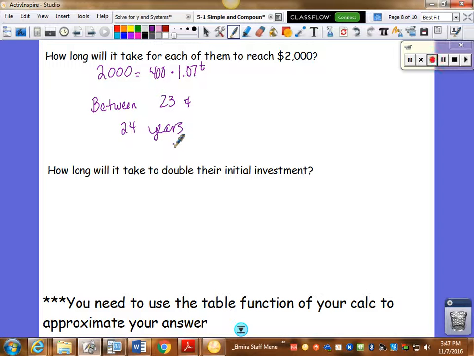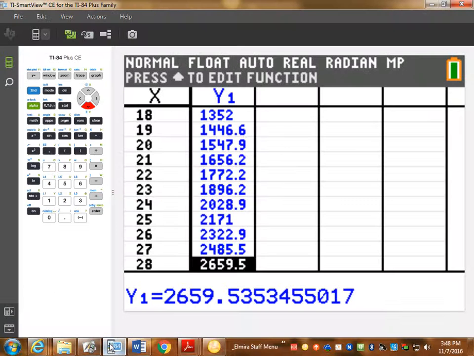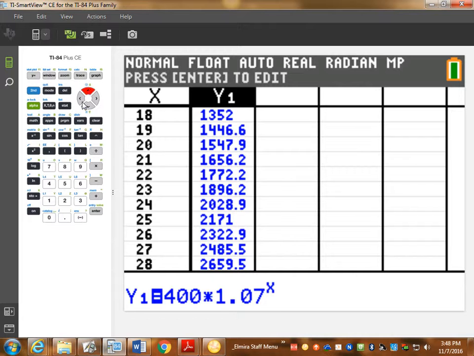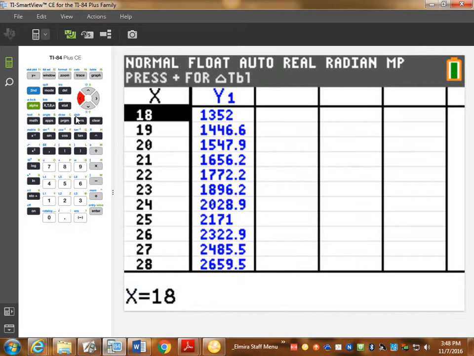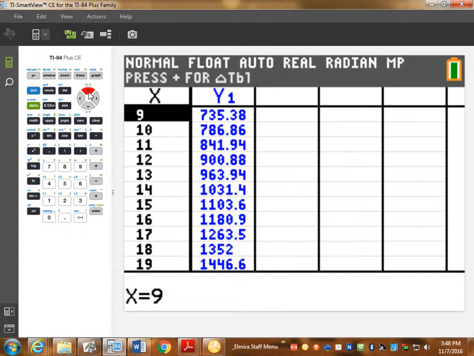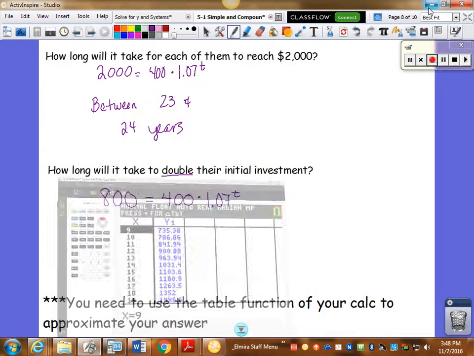And if I was doing this for, let me do the double investment. Well, I have Sarah's formula in here. I'll do both of Sarah's at the same time. Double the investment means 800 equals 400 times 1.07 to the t power. Here again, I can't solve algebraically without logarithms, so we're going to just use the calculator. Oh, except that after a point, I can only scroll on the x side. Oh, there we are. Okay, so between 10 and 11 is when we're going to make it to $800.